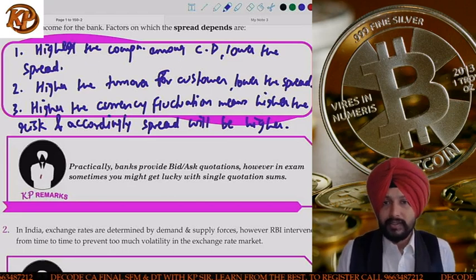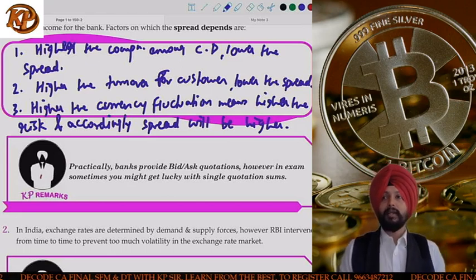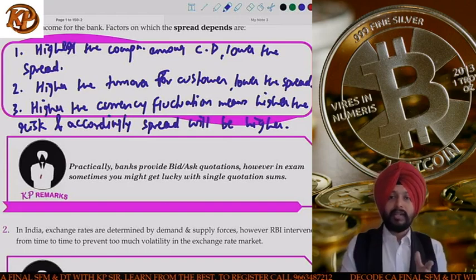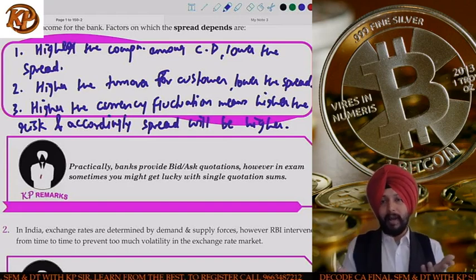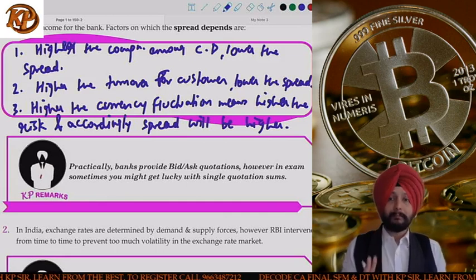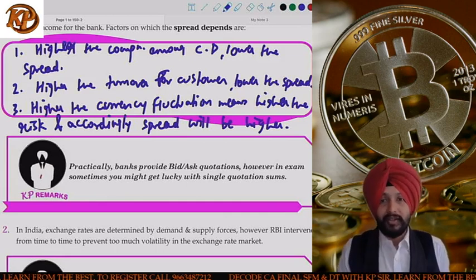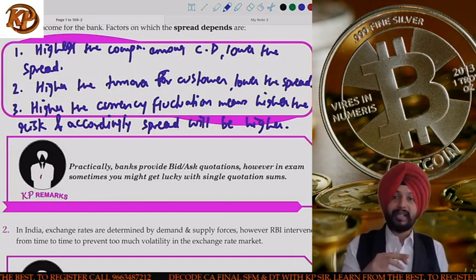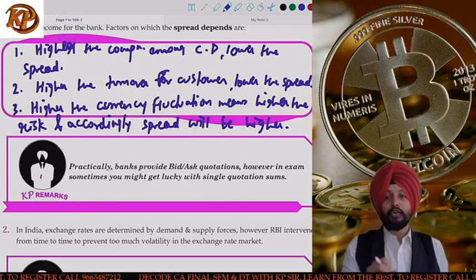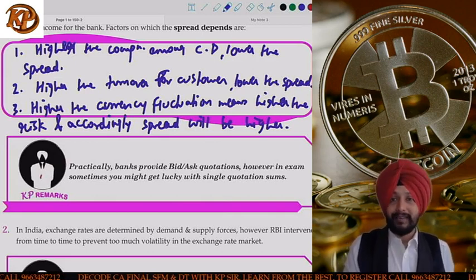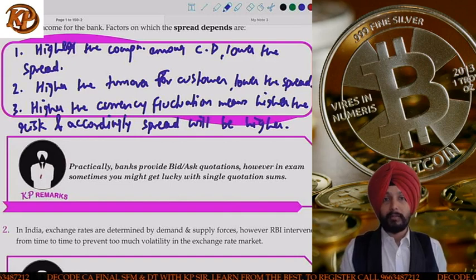Why am I saying that we might be lucky? You might be lucky because if a single rate is given, you do not have to apply your brains. Whether you have to buy currency or sell currency, you will take the same rate. But if they give you 2 rates, then you will have to do a little bit of thinking, because depending on whether I am buying or selling the currency, you will have to decide whether to take the bid rate or the ask rate. I hope you understood what I am trying to say.